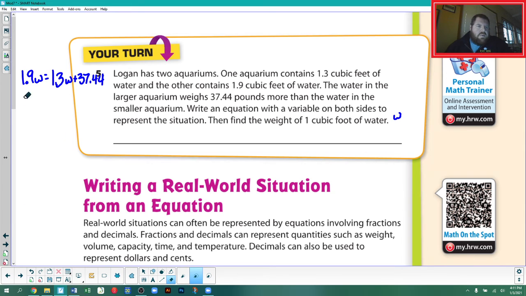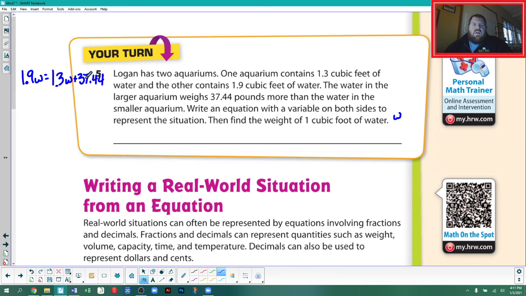I'm a little bit unhappy with how that looks. And those equations are tough to write. So if you didn't catch that, I'll say it again. The larger one has to weigh more, and it weighs 37.44 pounds more. So we can't just say that the two aquariums have the same weight, because they don't. One's heavier than the other. And so we have to add the more than weight to the smaller one to make this equation equal.